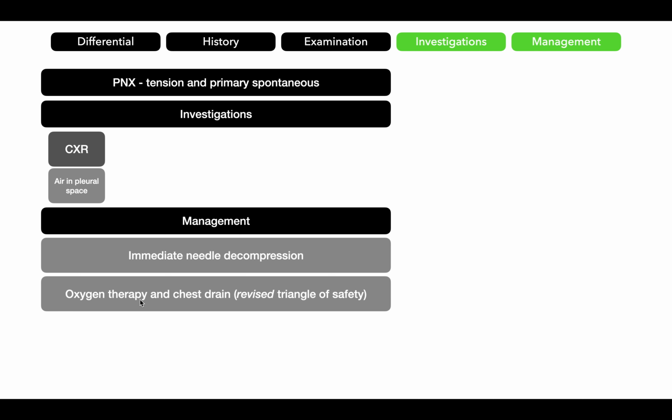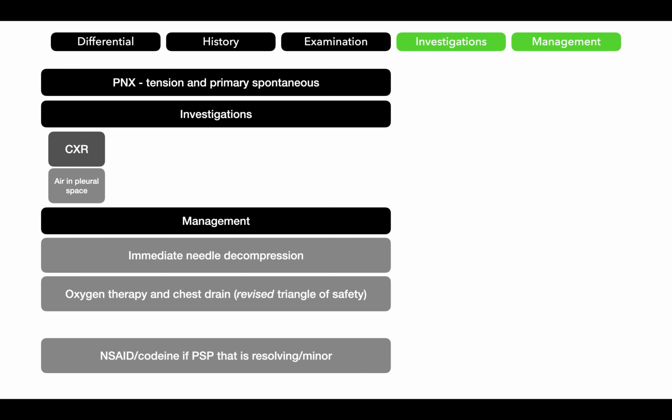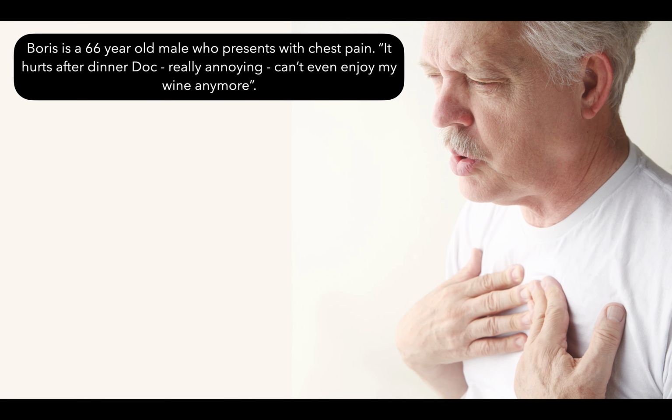And then once you've done the needle decompression and it's been a success, you're going to put in a chest drain for definitive management of this patient and then admit them. So that's a revised triangle of safety approach from phase 1. If it's a primary spontaneous, it's just NSAIDs and codeine for analgesia. And that's if it's resolving, so starting to improve on its own, or just a minor collapse of like 10-15%.